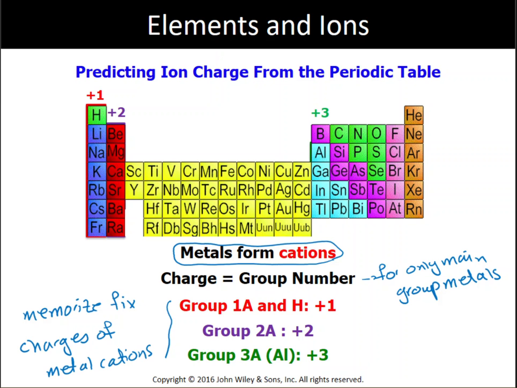So what you need to memorize is that all the elements in group 1A have a charge of positive 1. All the elements in group 2A have a charge of positive 2. Group 3A, aluminum is always positive 3 and only positive 3. Gallium, indium, and thallium can have positive 3, but they can have other charges as well.